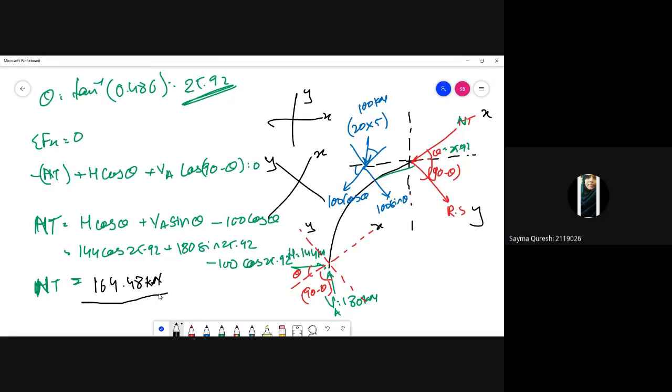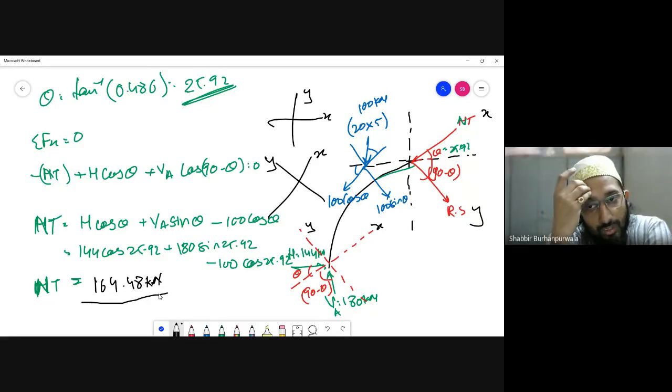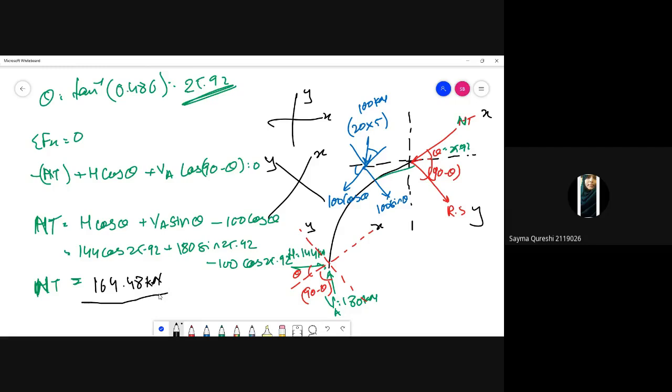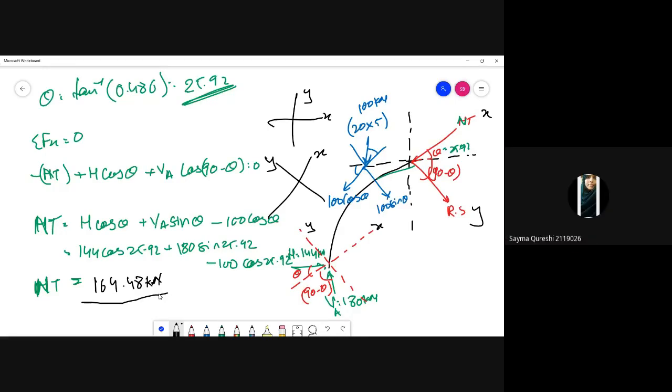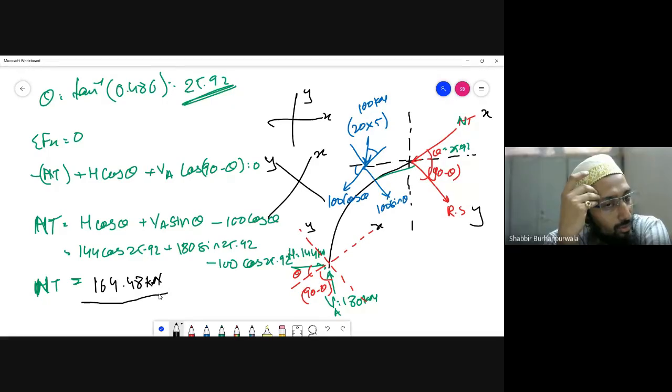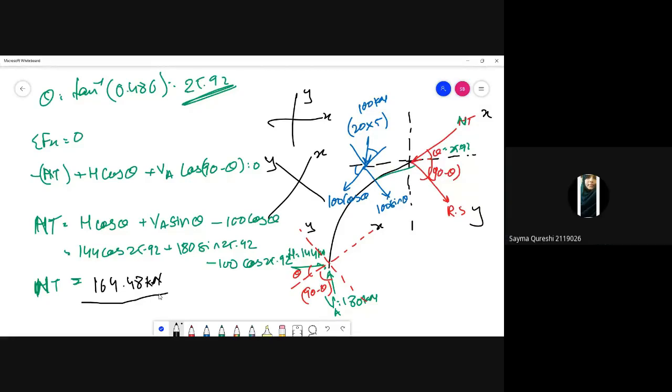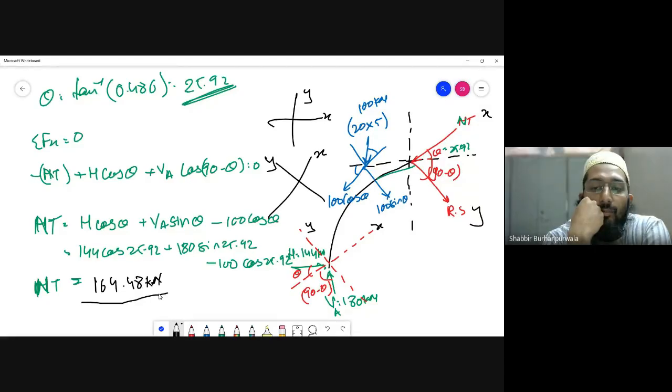No, actually I have solved by taking the components of normal thrust NT and radial shear RS. Yes. And then you might have got a simultaneous equation and solved using it. So for that you are getting 164.484.